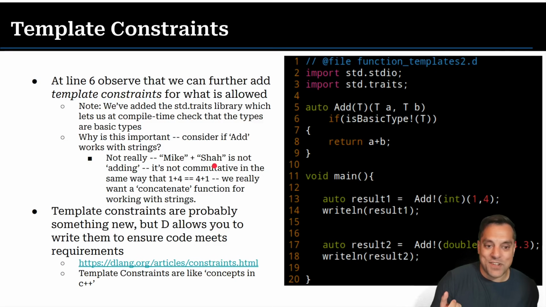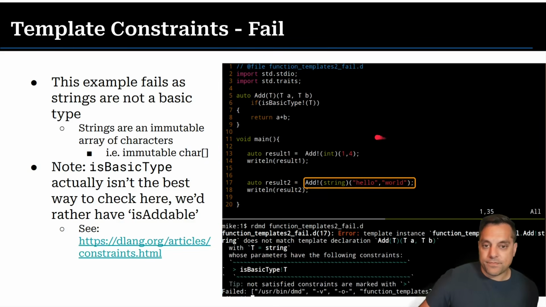Yeah, we want to add that string together. But like the add function, no, we want to call concatenate, right? So I can have this template constraint. In other languages, we call these concepts in C++, but in D, it's just a template constraint. It's just regular code that executes at compile time and should be able to tell, hey, is this type T that we pass in a basic type, an int, a double, etc.